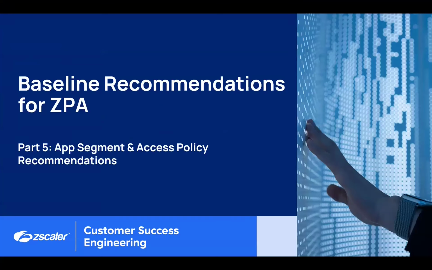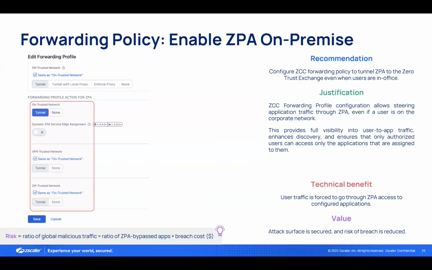In this series of short videos, we're taking a look at the baseline recommendations of the configuration of Zscaler Private Access. This video consists of a list of concrete recommendations for configuring different parts of ZPA, mostly focused on application segments and access policy. However, the first recommendation has to do with forwarding policy.